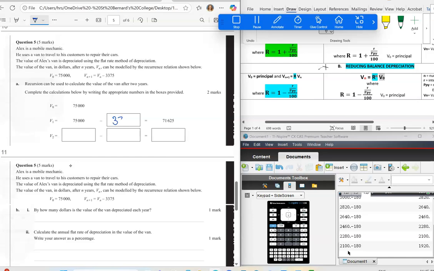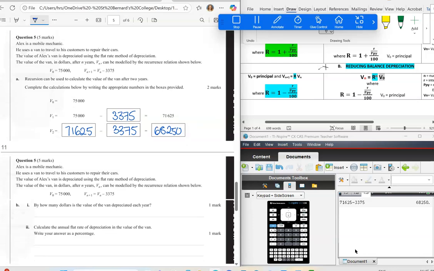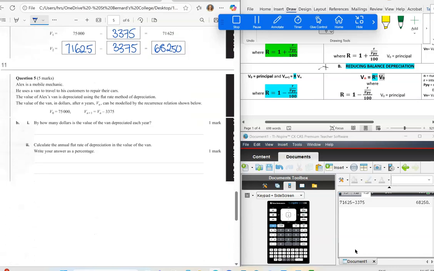Most of you got this right. You just had to pop in your new value. Then you said it was the value before, minus 3,375. What did that one end up being? So what's 71,625 minus 3,375? So 68,250. That's pretty easy. In your exams though, we're going to make you write the whole step out, so make sure you get that.